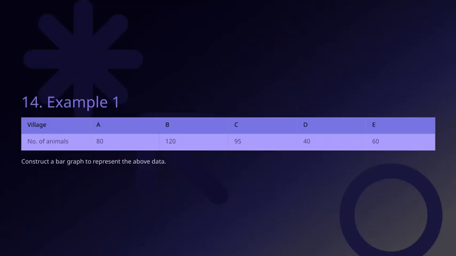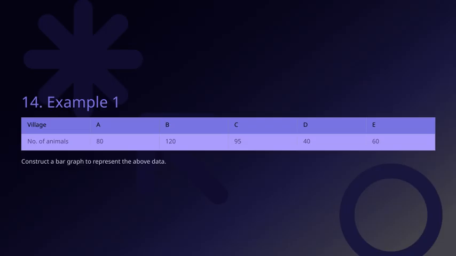All right, let's take a closer look at this data. Here we have a table showing the number of animals in 5 different villages, labeled A through E. Village A has 80 animals, B has 120, C has 95, D has 40, and E has 60. The goal here is to construct a bar graph that visually represents this information, making it easier to compare the villages at a glance.